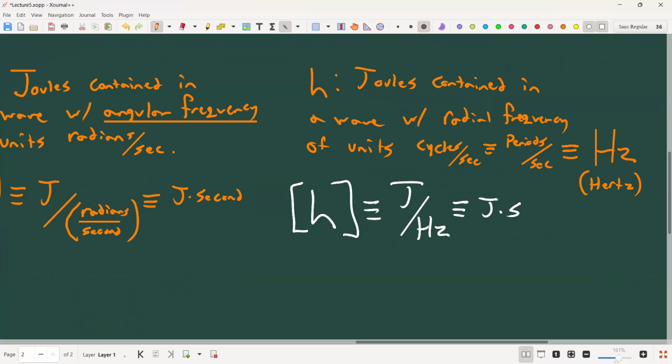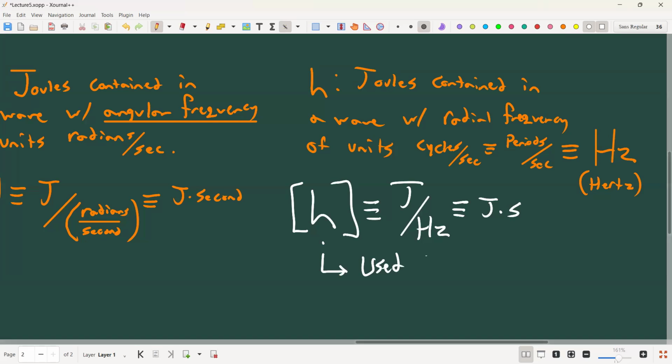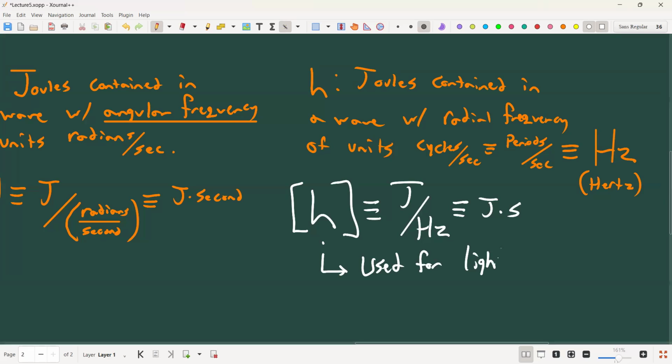And so when we talk about light, for instance, the frequency of light, we often use H. Because when we talk about light, we represent it in terms of its radial frequency, which is its cycles per second, which is in hertz, right? 100 periods per second, that's a 100 hertz signal. Right? So for H, we often use this for light. So it's used for light frequencies.